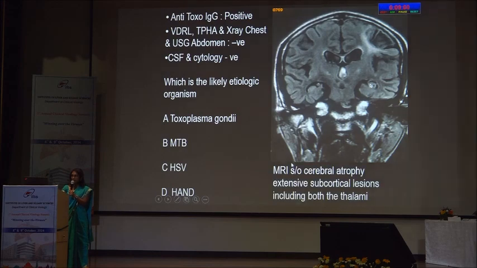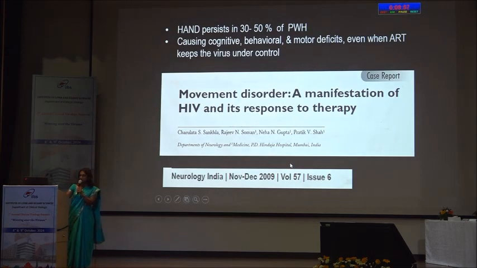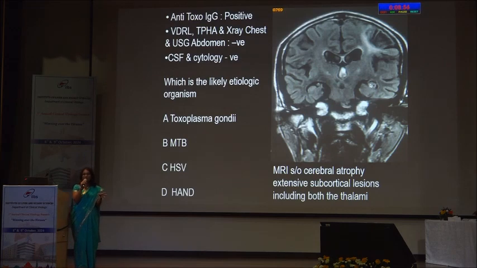So toxoplasmosis can result in movement disorder, choreoathetoid movements. However, in the MRI, we will see space-occupying lesions in the basal ganglia. Here, there are no space-occupying or ring-enhancing SOLs. MTB usually presents with leptomeningeal enhancement. There will be basal meningitis, which was not seen in this patient.